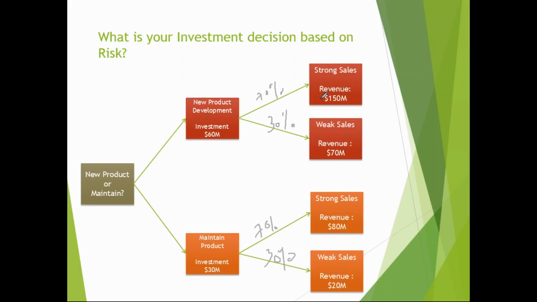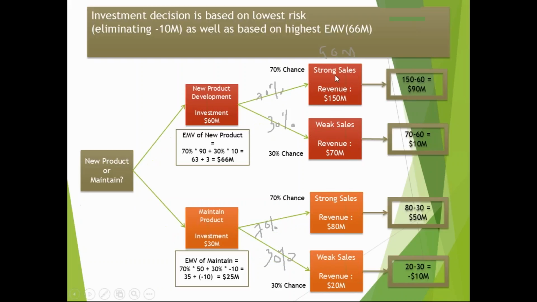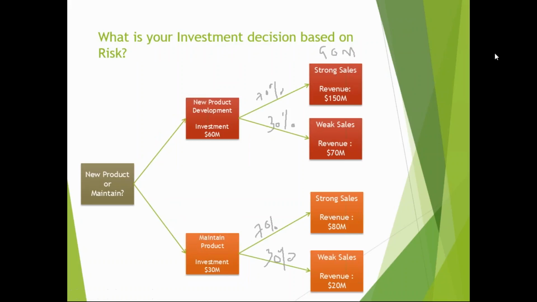If strong sale happens, what is the money that you will get? 150 minus 60, which is 90 million, is what you're going to gain here. That is your income minus the expenditure, which is investment. If it is weak sale, then you're going to get 10 million here, right?